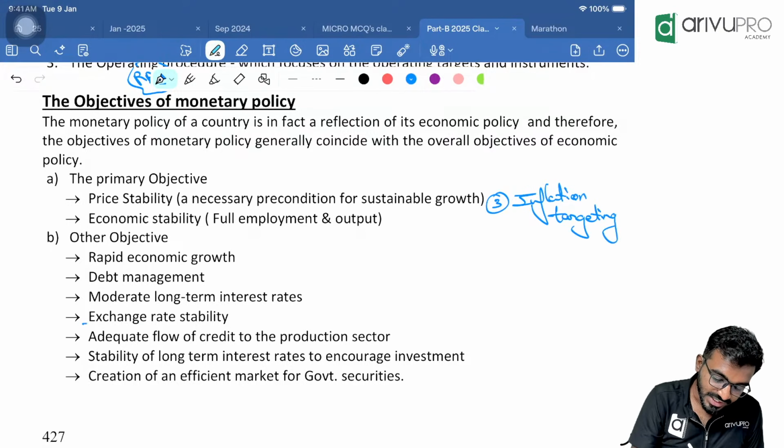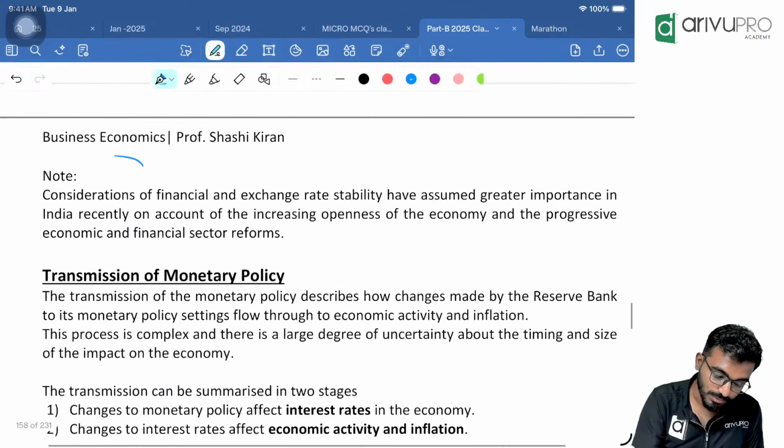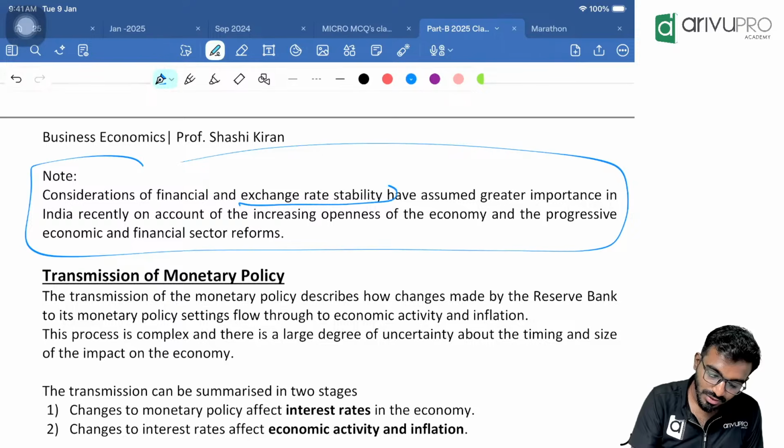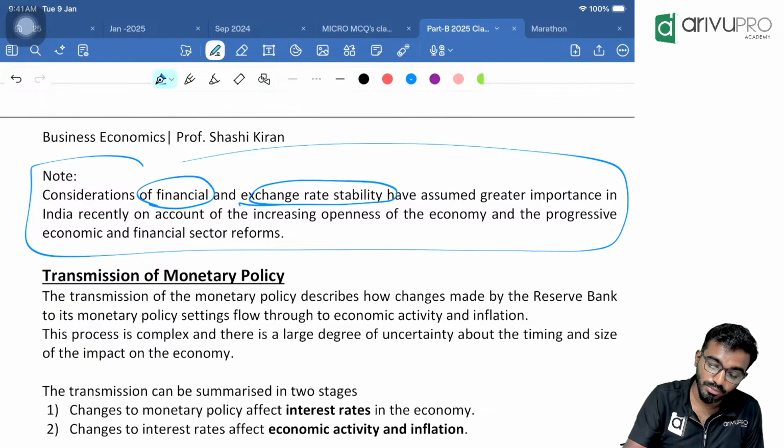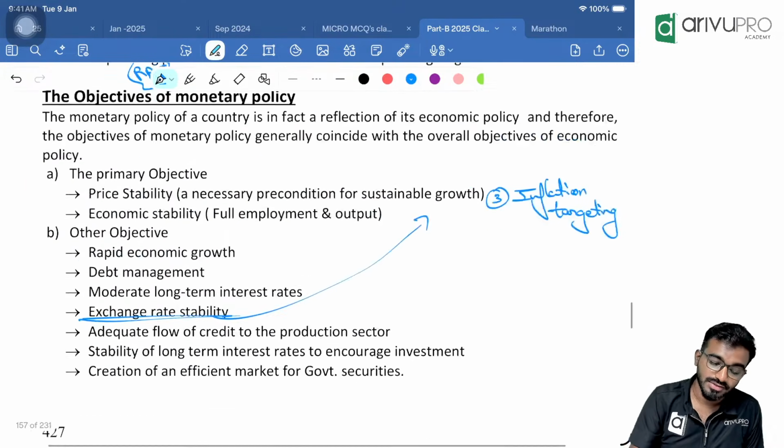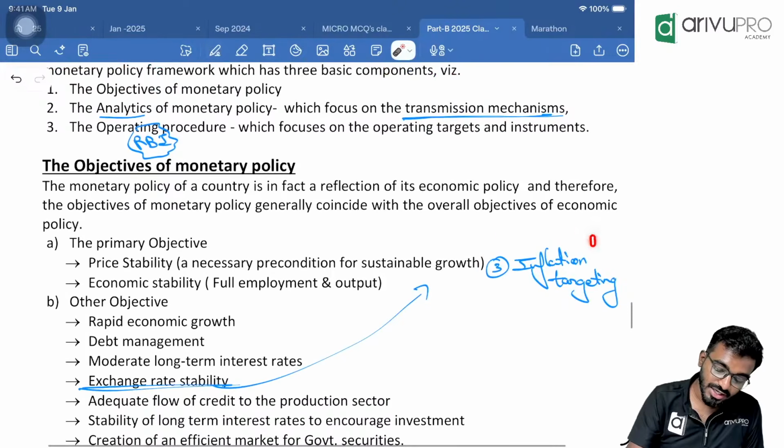And also now this exchange rate stability has been moved towards the primary. That is what I have given here as note. See here, exchange rate stability, and considering financial and exchange rate stability reforms, now it is gaining more importance. See, more and more greater importance. But inflation targeting is the last topic.